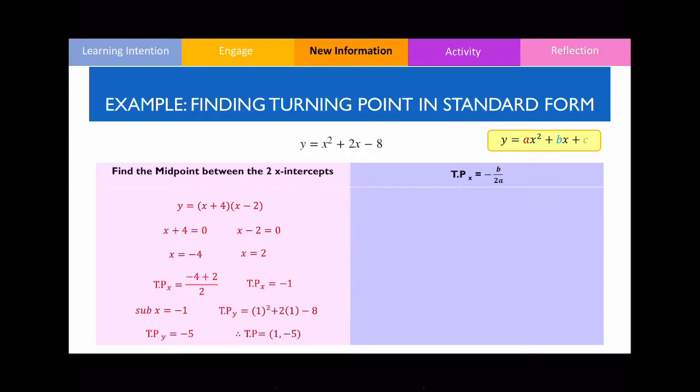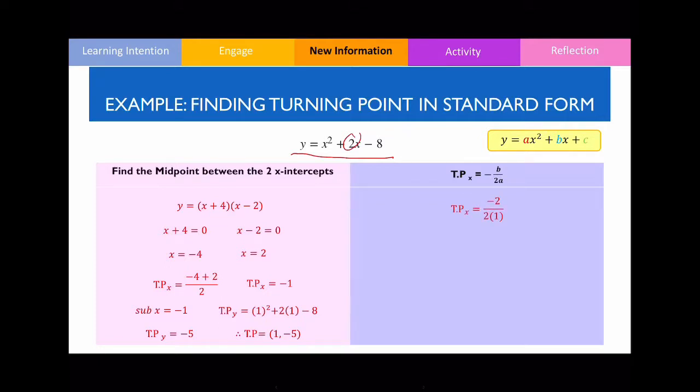But I'm going to show you another method now, okay? And this is the method that I personally prefer. All we need to do is, when it's given in the standard form, we just basically use substitution to find your x value of the turning point. So b in this case is equal to +2, and a is equal to 1, because that's the coefficient in front of x squared. So I substitute the values in, and then I'll just simplify.